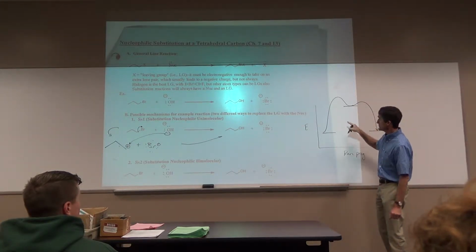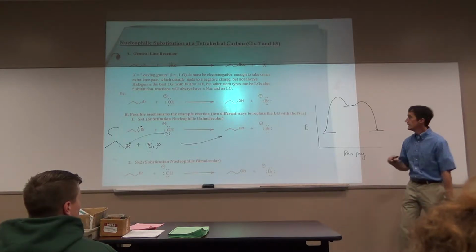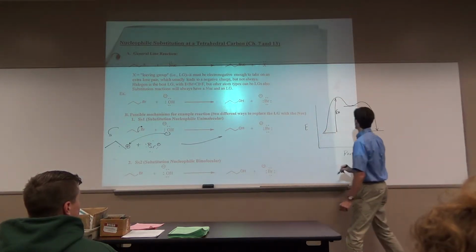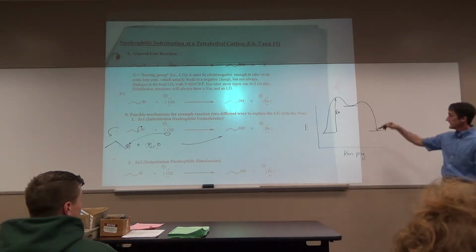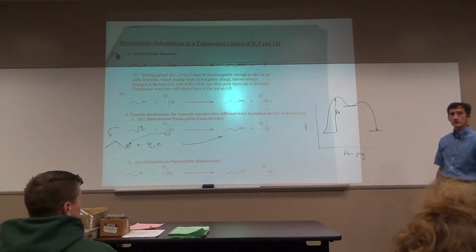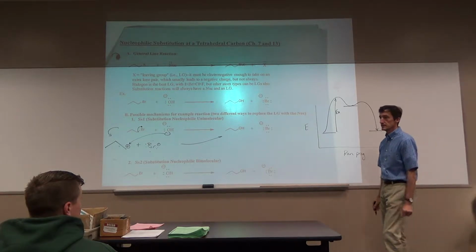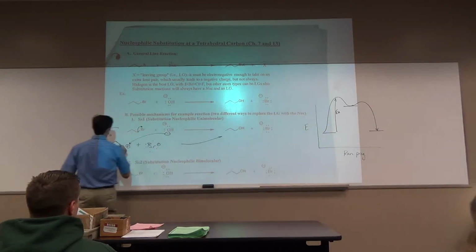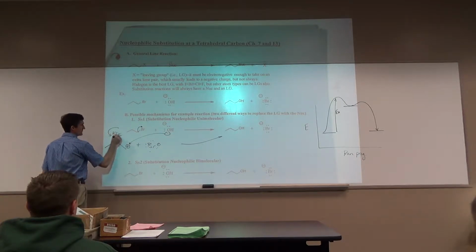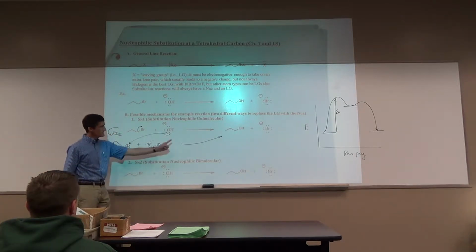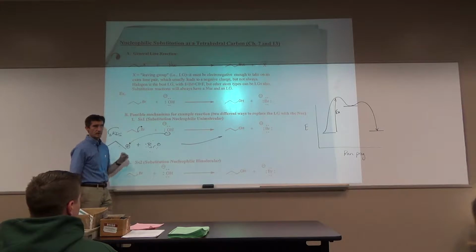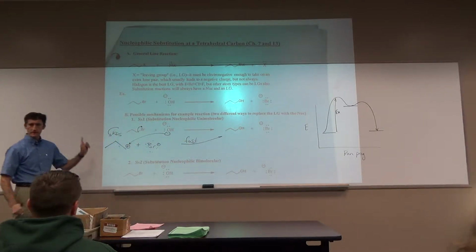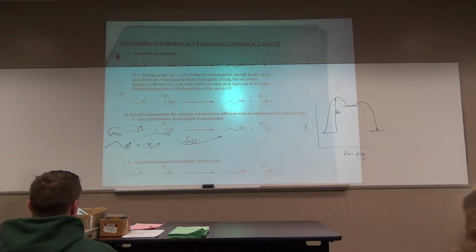Here's your intermediate. What's the rate determining step? First step. Why? It's the highest peak. What's the greatest activation energy? Usually forming the carbocation. Okay? So if we did this, the first step would be the rate determining step. Then the second step we would call what? Fast, yeah, fast compared to the slow rate determining step.